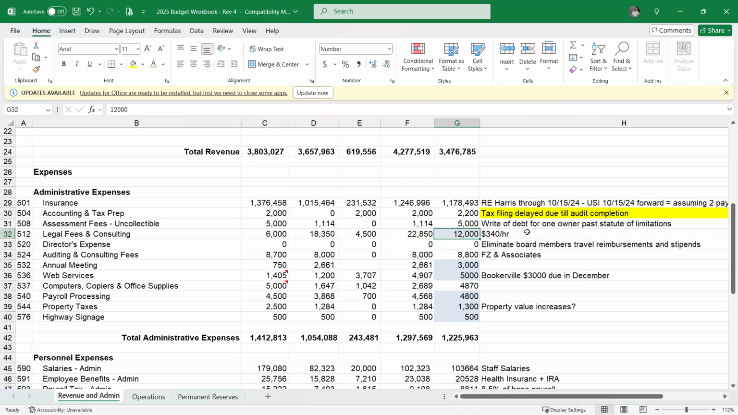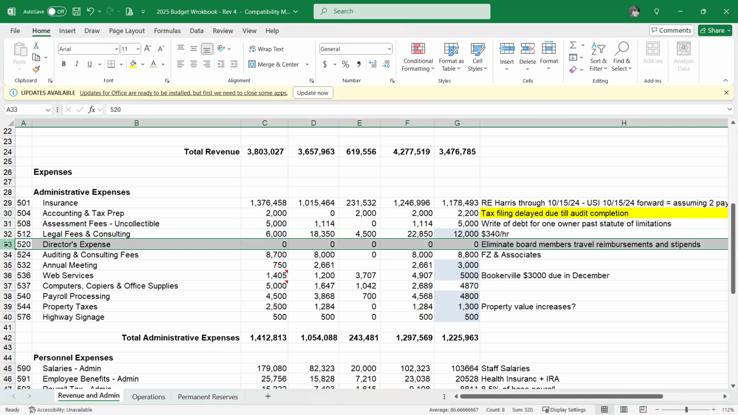If anybody has any comments or other thinking on that, let me know. Okay, don't hear anything. Director's expense. This will be the second year running that directors get no compensation, no monetary compensation, no travel reimbursements, no stipends. Joe, can I comment there?